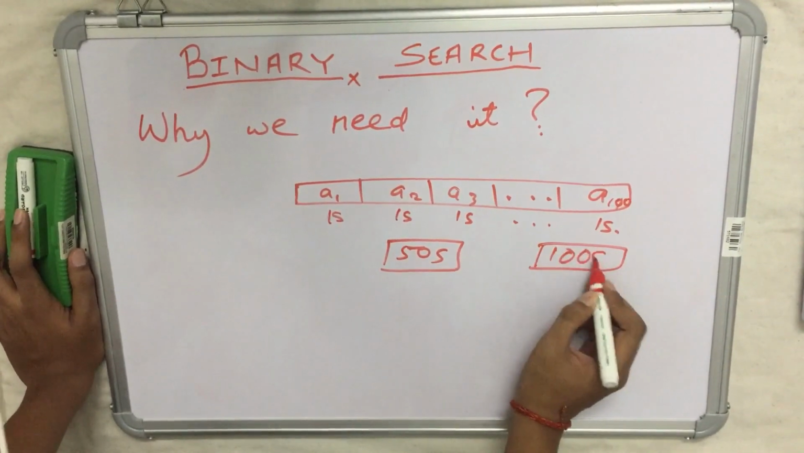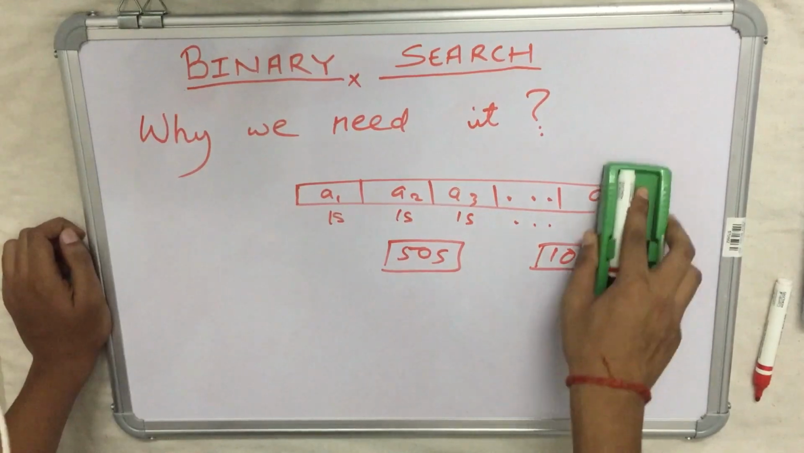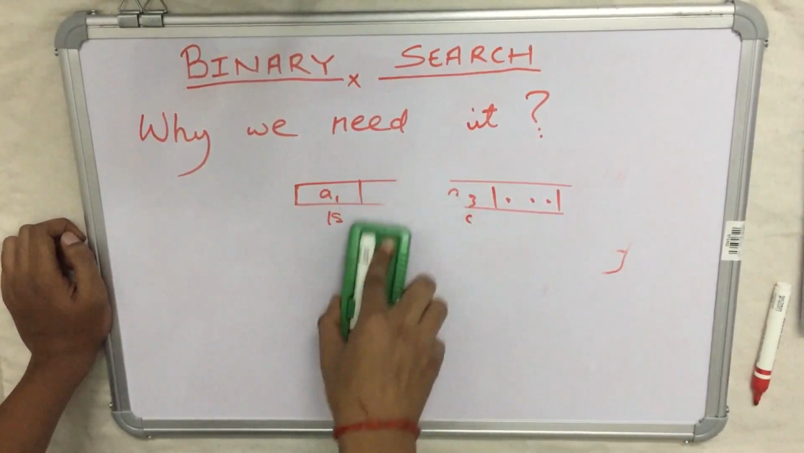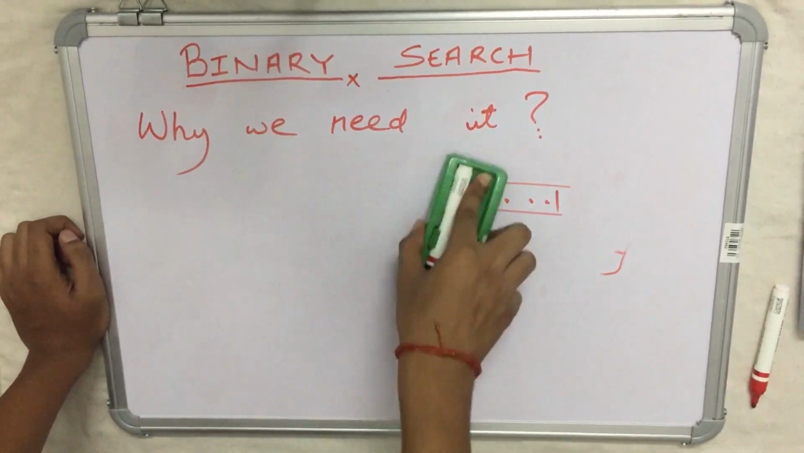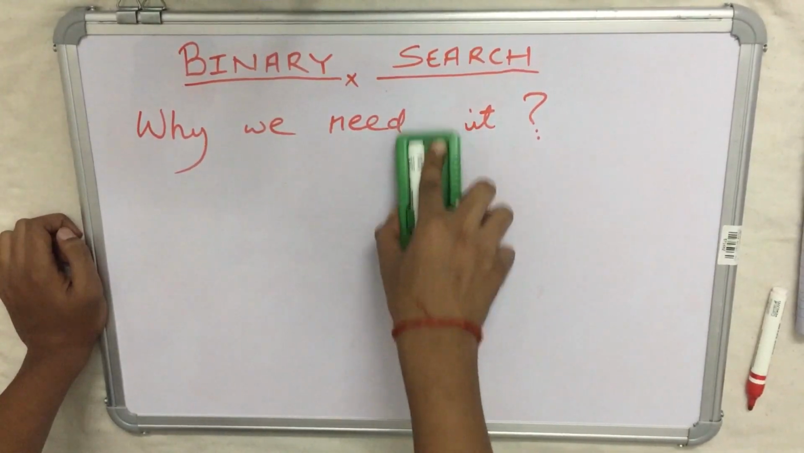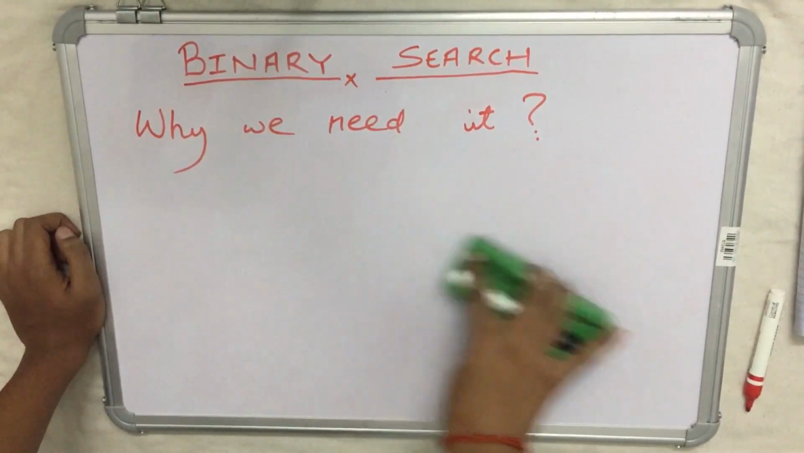Now this is a very big time in terms of programs, as we will see. As you can see, our programs are quite fast, and this 100 seconds, which is more than 1 minute, is a very bad thing to have. So here comes binary search to the rescue.